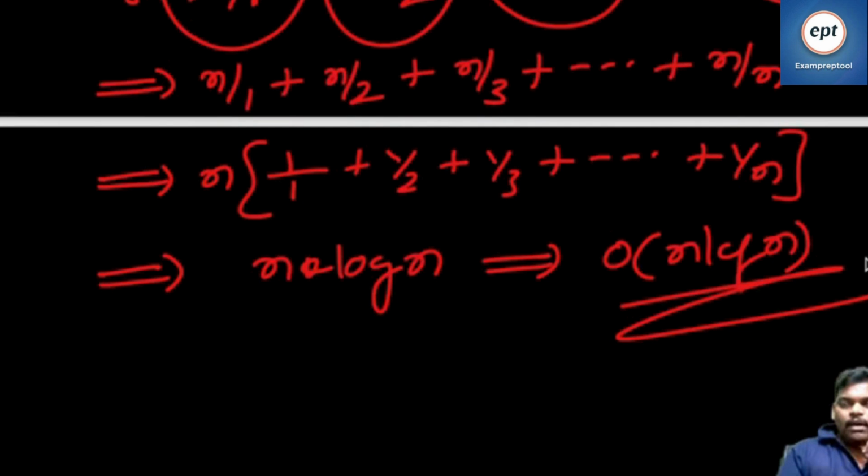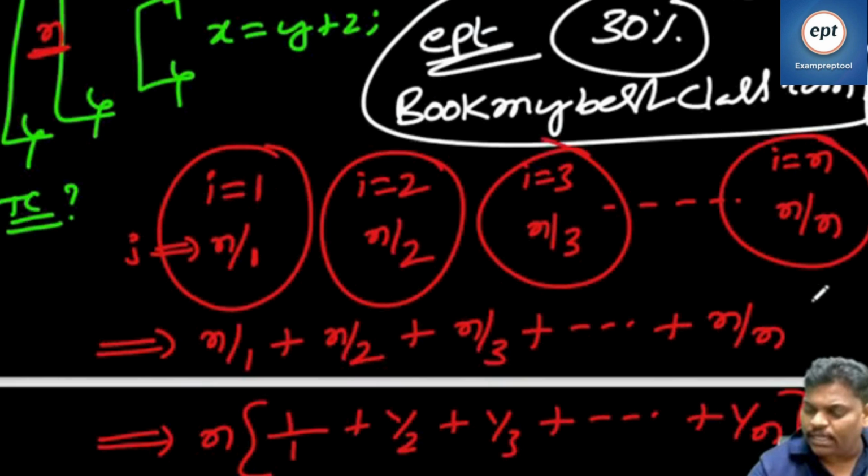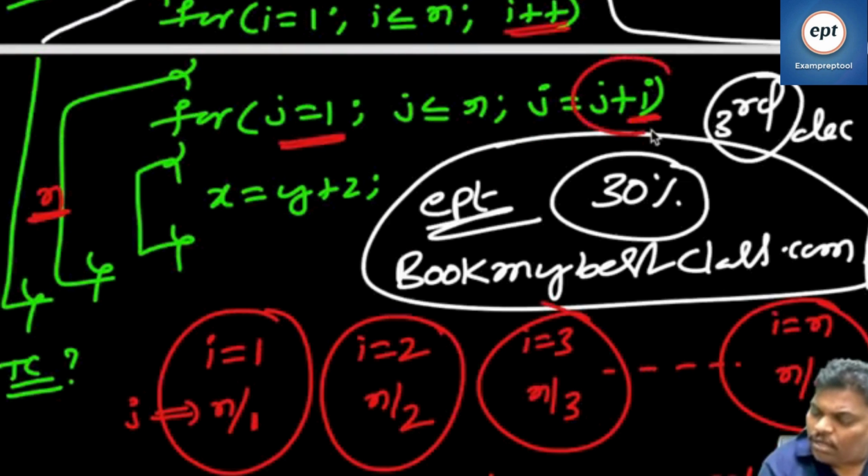J loop is how many times? What is the i value? If i value is 5, the j loop is n by 5. If i value is 3, j loop is n by 3. If i is n, j loop is n by n. If you want, you can check. That's what we studied yesterday. If the j loop is always adding 10, n by 10. If always adding 5, n by 5. If always adding i, n by i. The j loop is n by i times.